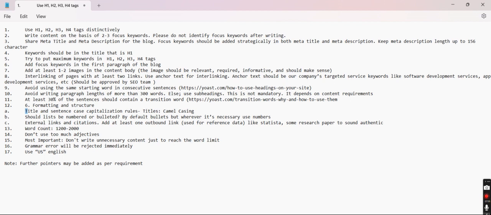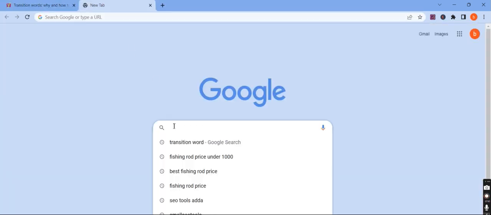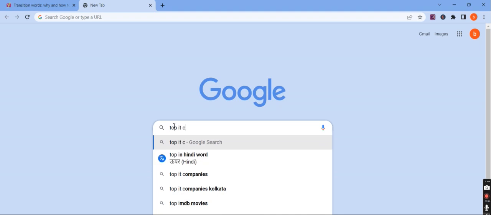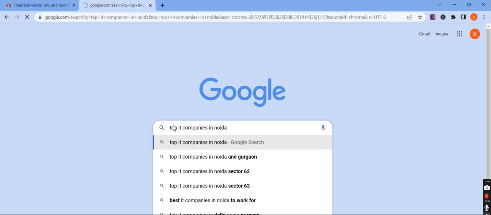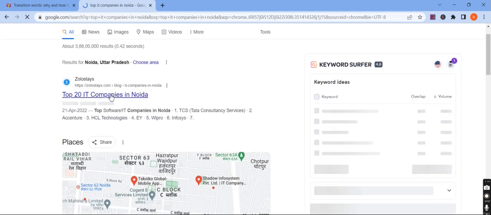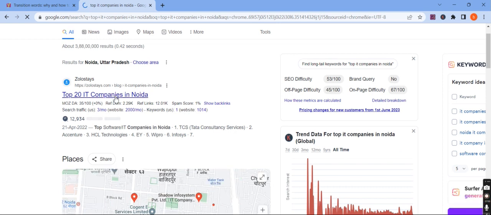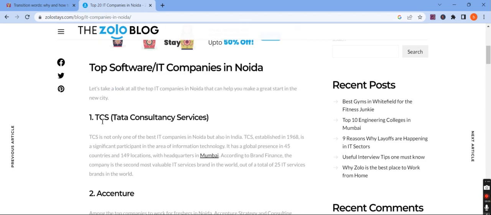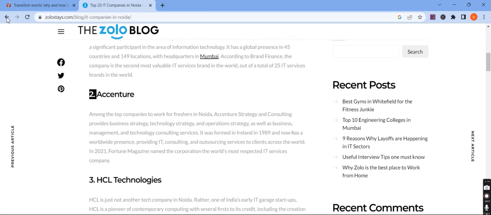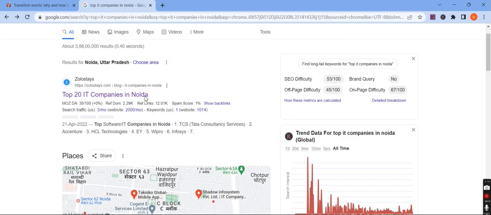Bullets means pointers. Suppose your query is top IT companies, and your targeted location is, suppose, Noida. So see, top software IT companies in Noida. Jolo Stays is ranking. By default, they had this option of choosing dots, but as they're listing out things, they're using numbers. So there is a probability for you to rank on Google.